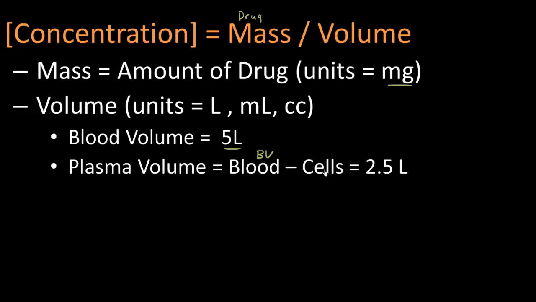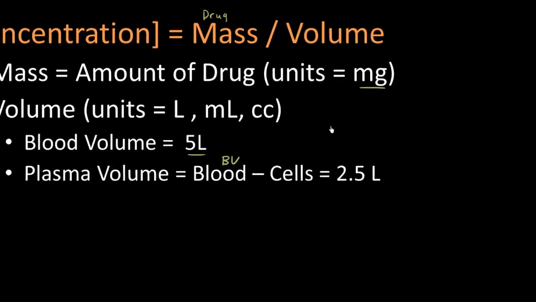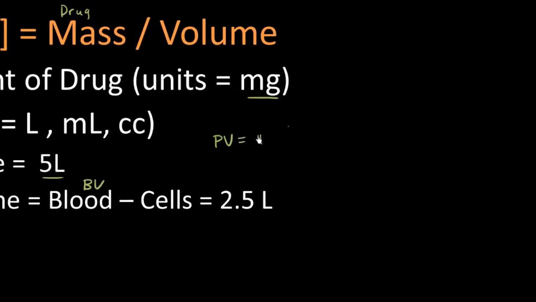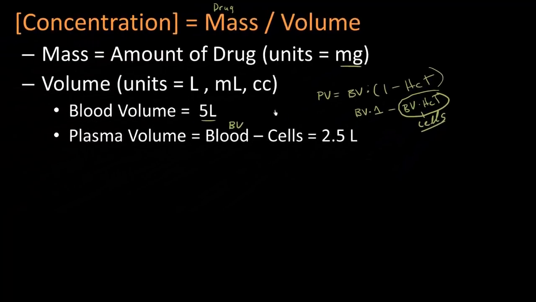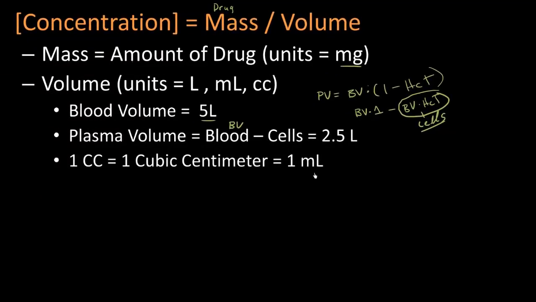Now, on an exam, you might see this written a different way. They might write that your plasma volume is equal to your blood volume times 1 minus your hematocrit. Remember, hematocrit is the percentage of your blood volume that the red blood cells take up. If I multiply this out, I would get blood volume minus blood volume times hematocrit. And that makes sense, because this right here is the cells. So just in case you saw this a different way. And finally, just to remind you, 1 cc is 1 cubic centimeter, and that is equal to 1 milliliter.